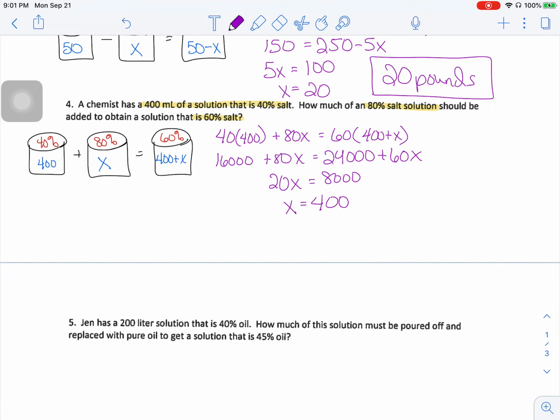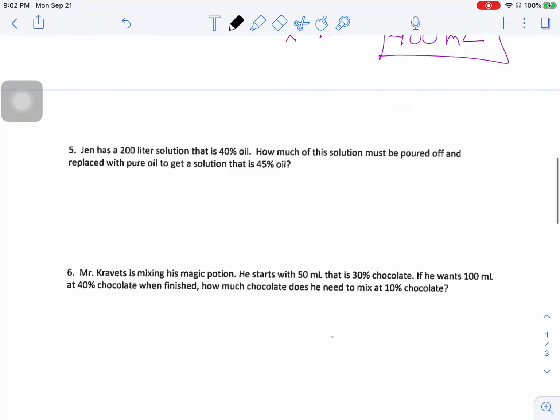So 400 in this case is our x value, which represents the quantity, how much of the 80% salt solution, so 400 milliliters. Okay. So problem number 4 is all done. I'm going to go ahead and roll on down to number 5.